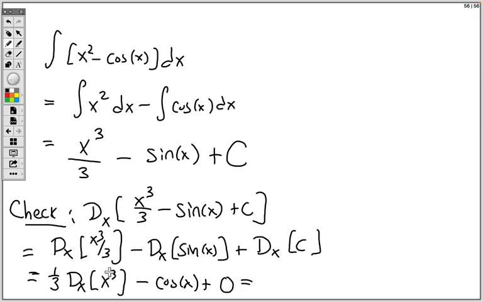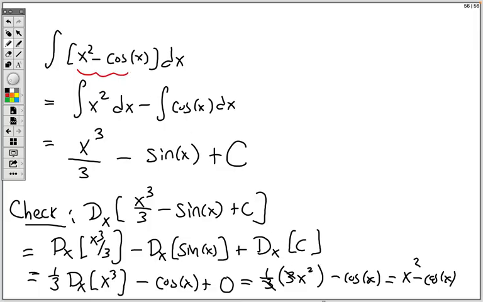And now we can apply the power rule derivative formula for x cubed. That's going to be 3x squared. And the 1/3 multiplies the 3, cancels it out. I get x squared minus cosine x, which, by golly, is the original integrand. So ideally, that's the best way.